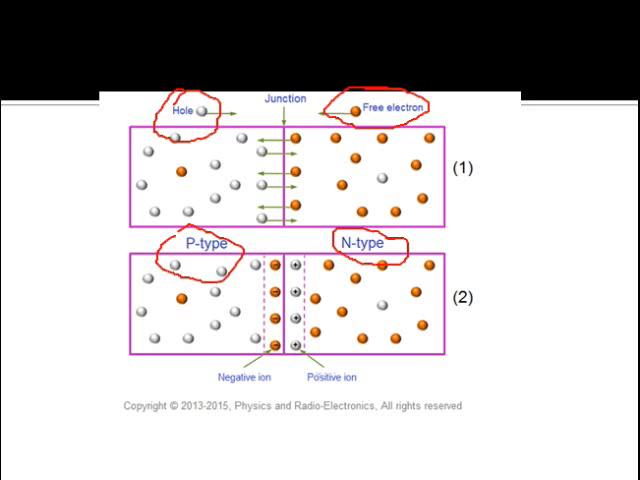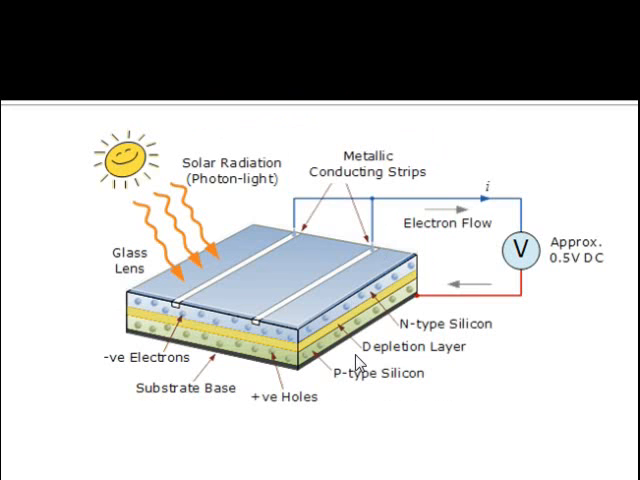Now it comes to the solar panel. Here that junction is allowed to flow the electrons with the help of solar radiation. So when solar radiation enters into this junction, that will allow the electrons and holes to cross the junction. So what we can see is the electromotive force.